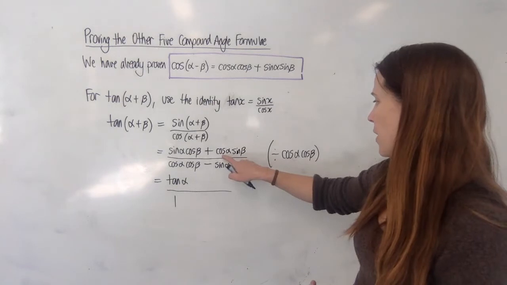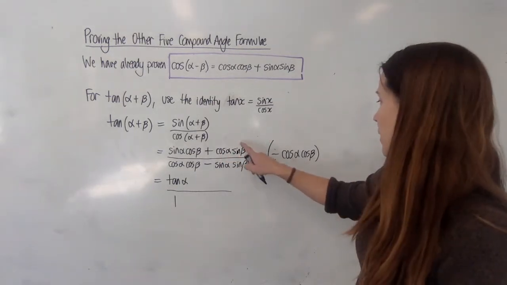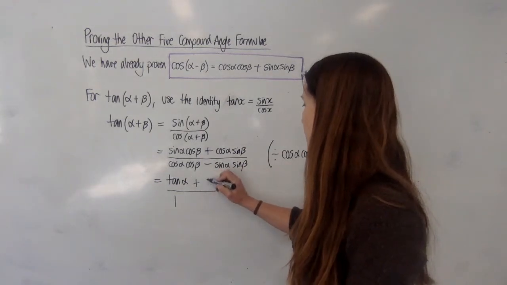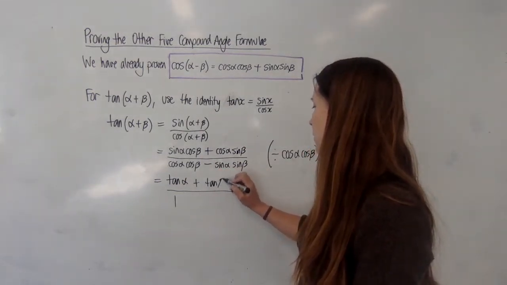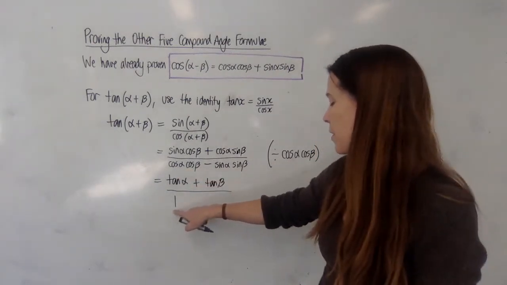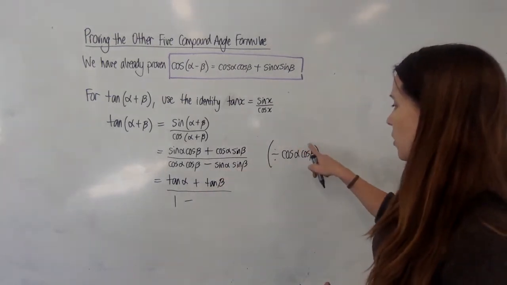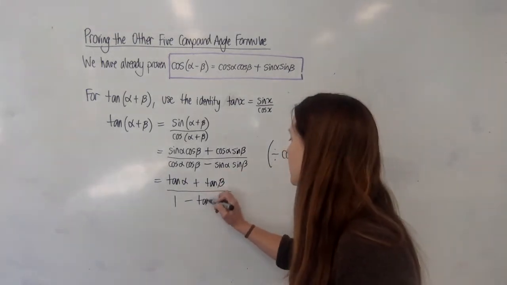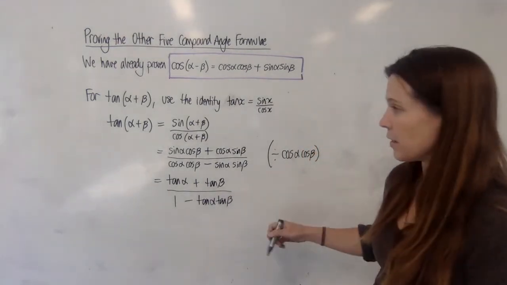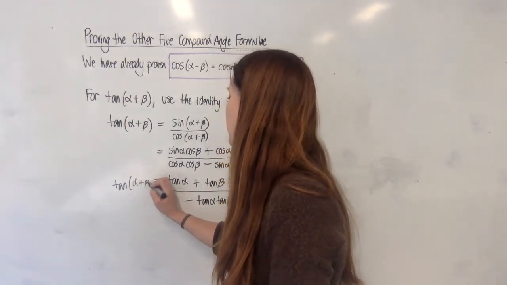So next, if we divide this by cos alpha, cos beta, the cos alphas are going to cancel, but I'm going to have sine beta over cos beta, so that's going to be plus the tan of beta. And now to the bottom, I've got something divided by itself, so that gives me 1. And here, sine alpha, sine beta over cos alpha, cos beta gives me minus tan alpha, tan beta. And I'm done. So that's that one finished.